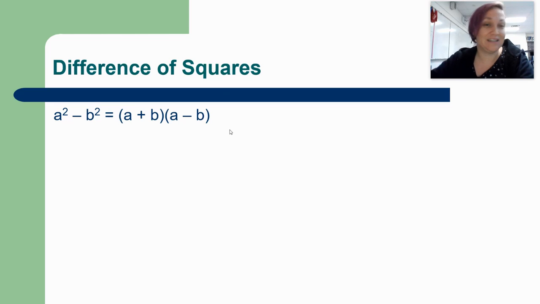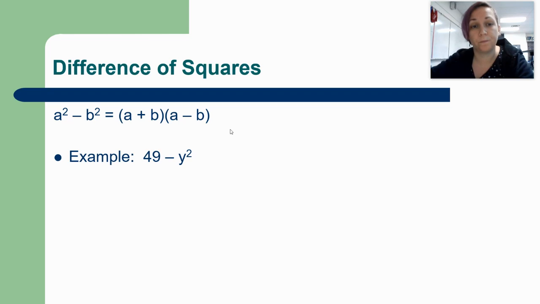Let's take a look at an example with numbers. So 49 minus y squared. So we check, does it have a minus sign? Yes. Can I square root both the numbers? Yes, I know the square root of 49, it's 7. I know the square root of y squared, it's y. And so this is a difference of squares.